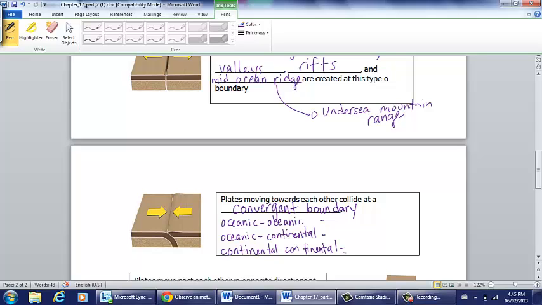When you have oceanic, you get islands. When you have oceanic-continental, you get ocean trenches and island chains. And you also get inland volcanoes. And at continental, you get inland mountain ranges.